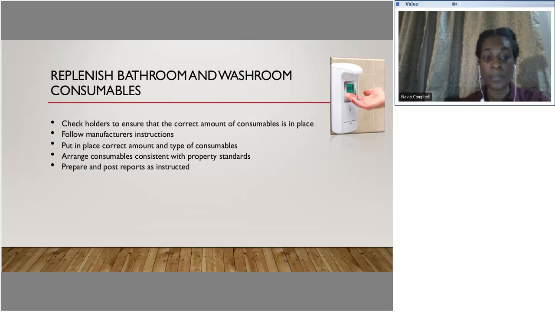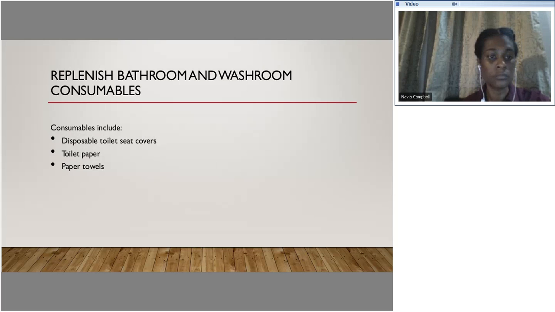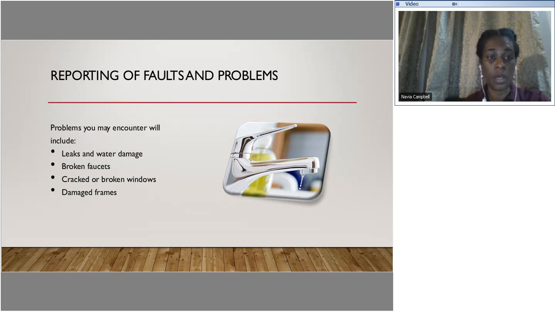When replacing bathroom and washroom consumables, check holders to ensure that the correct amount of consumables is in place. Follow manufacturer's instructions. Put in place the correct amount and type of consumables. Arrange consumables consistent with your property's standard, and prepare and post reports as you're instructed to do so. Consumables may include disposable toilet seat covers, toilet paper, paper towels, soap, and sanitizers, etc.